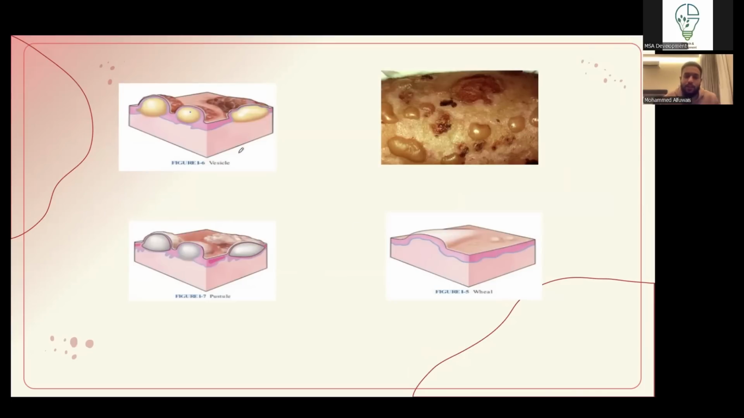Again, if it's a raised lesion that has a lot of fluid inside, what do we say this is? It's a vesicle. If it's less than 5, it's a vesicle. What if it's more than 5? It's a bulla. For example, this is a big blister. Now, what if this vesicle is filled with pus? What do we call it? Pustule. From the name, it has pus in it. Now, what if it's a transient papule or plaque? Wheal. What disease is characterized by wheals? Urticaria. Hives. Same thing.